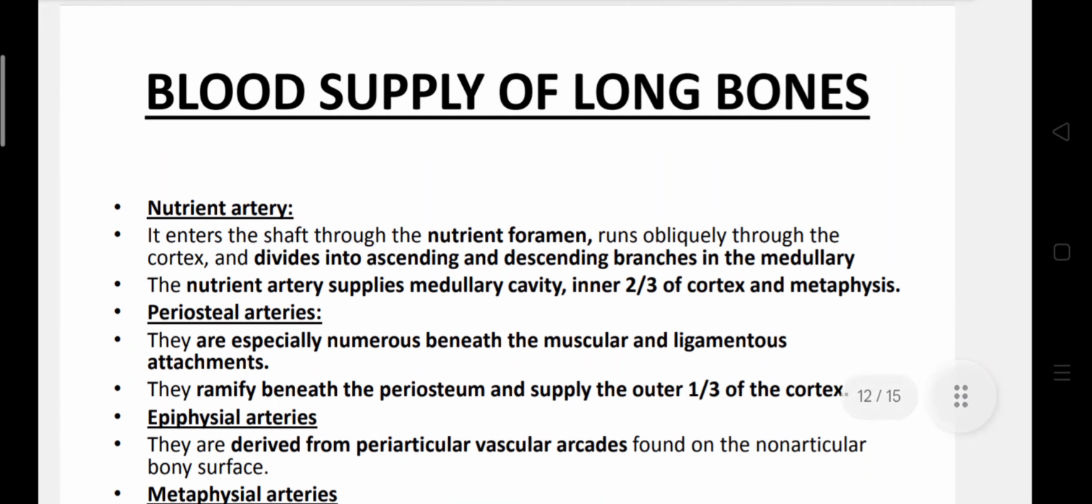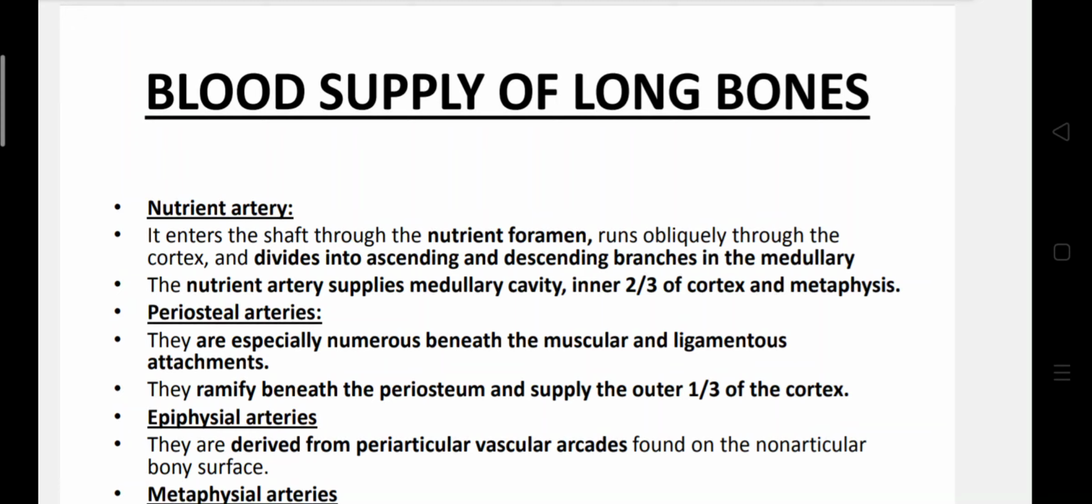Now, blood supply of long bones. Nutrient artery. It enters the shaft through the nutrient foramen, runs obliquely through the cortex and divides into ascending and descending branches in the medullary cavity. The nutrient artery supplies the medullary cavity, inner two-thirds of cortex and metaphysis.